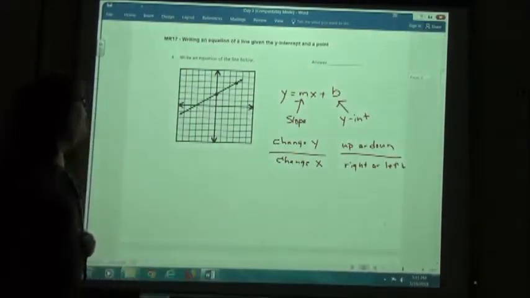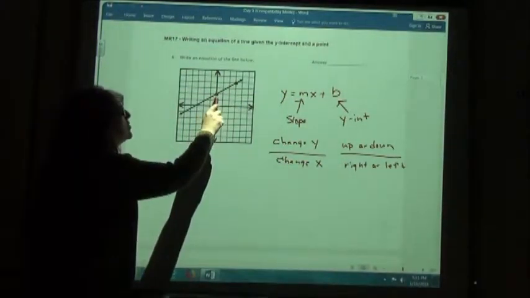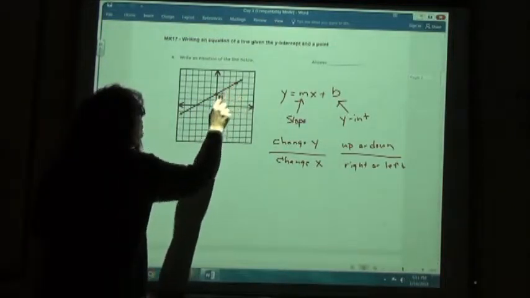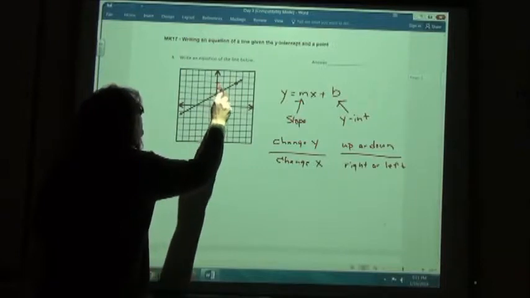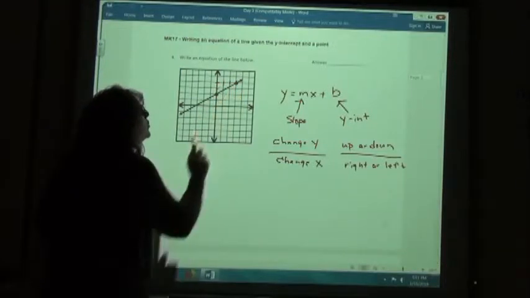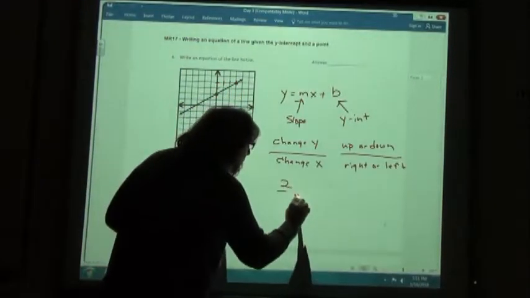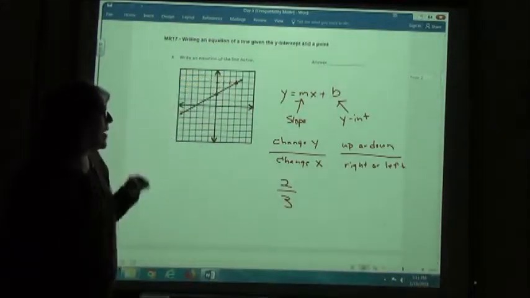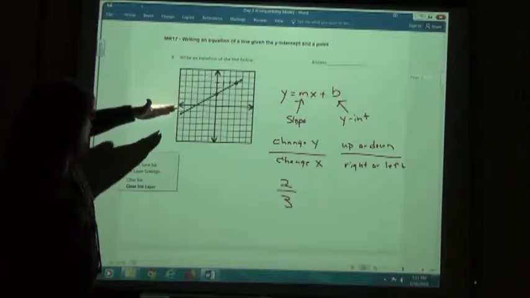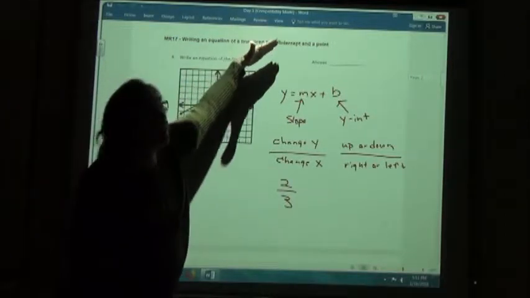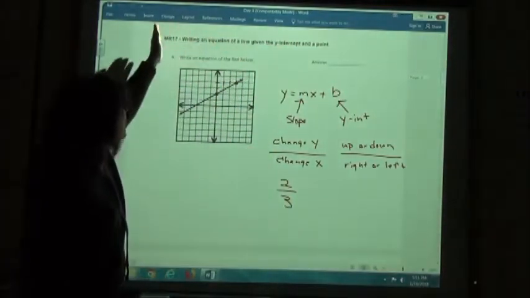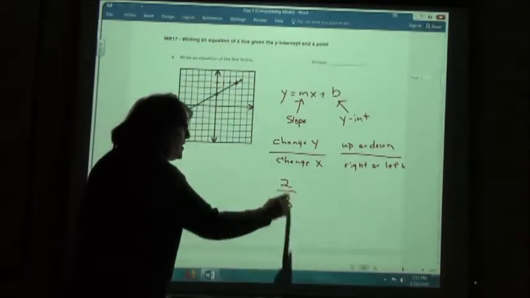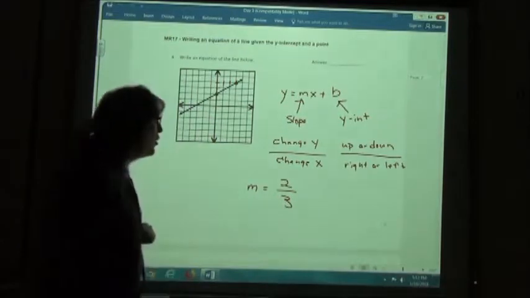So in this case, if I'm finding my slope, I always like to start on the point on the left and go to the one to the right. To get from this point to this point, I'm going 1, 2 up, 1, 2, 3 to the right. So I have a +2 over a +3. Again, my slope, if my line is going up as I go from left to right, should be positive. If I'm going down as I go from left to right, it's negative. So I know my slope, the m value, is 2/3.